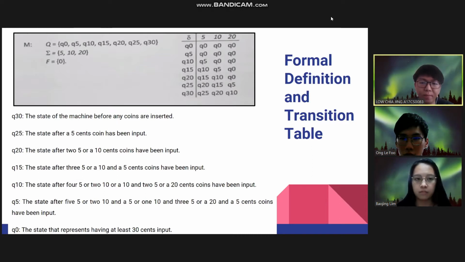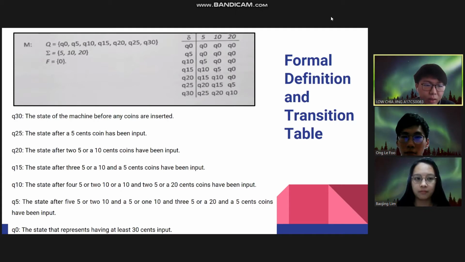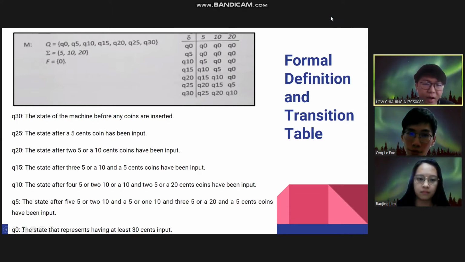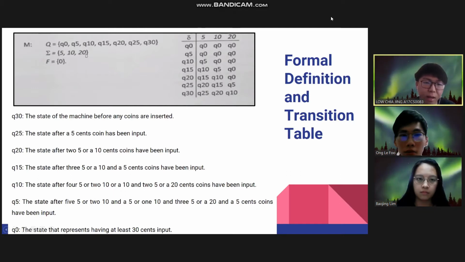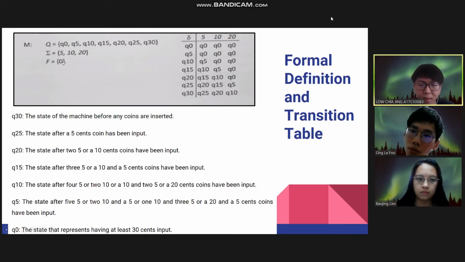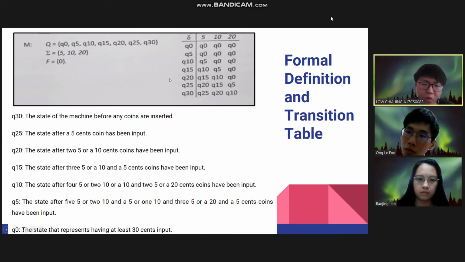So this is the formal definition and transition table for the machine. We can see that there are a total of 7 states, which are Q30, Q25, Q20, Q15, Q10, Q5, and Q0. For the alphabet, there are 5, 10, and 20, which represent the values of the cents. The final state is Q0. Besides that is the transition table that shows all the transitions.